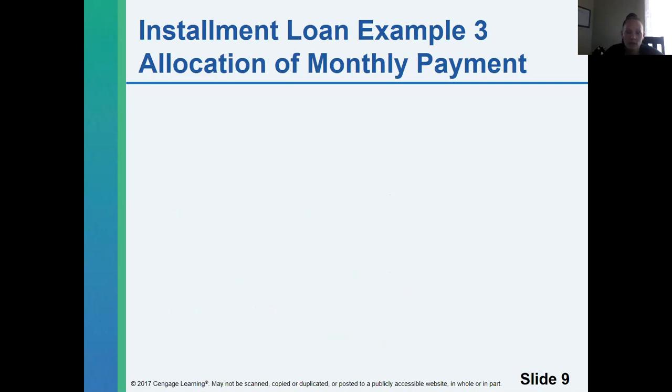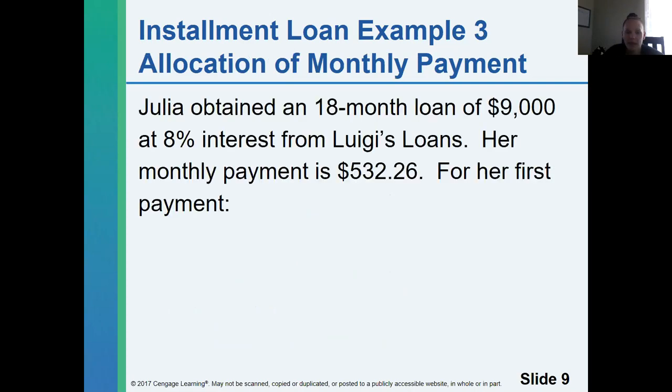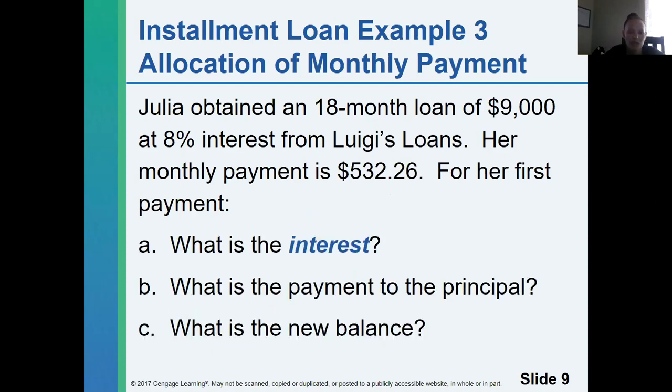And finally, example 3, the allocation of monthly payment. So Julia obtained an 18-month loan of $9,000 at 8% interest from Luigi's Loans. Her monthly payment is $532.26. For her first payment, what is the interest? What is the payment to principal? And what is the new balance? So again, when they tell you the 8% interest and give you your monthly payment, they're already doing the work for you. You don't have to calculate that in on the other problems.